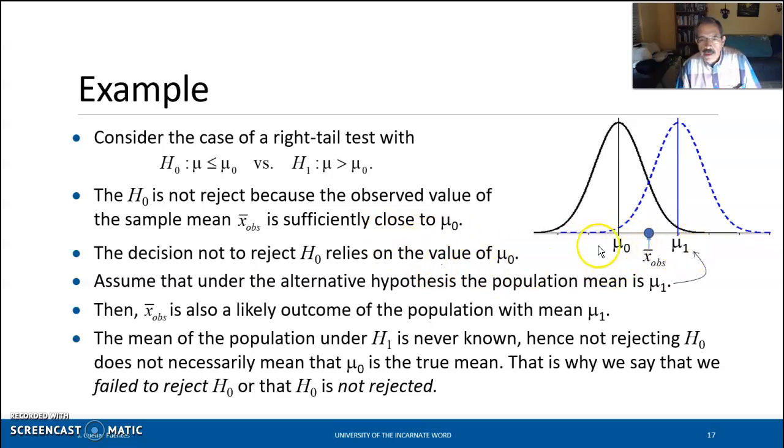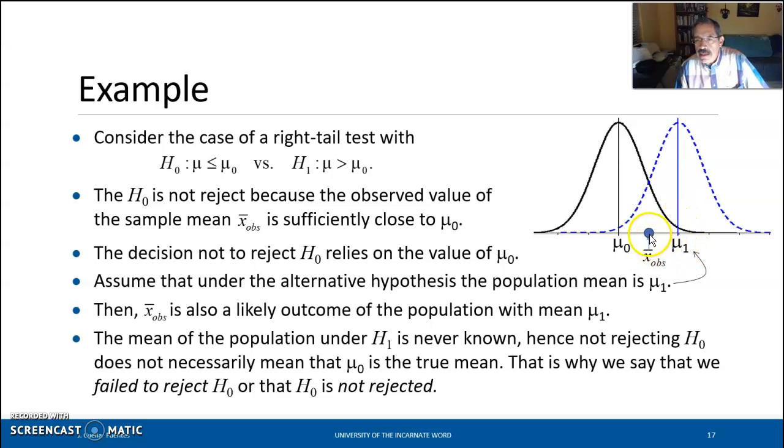And also, you need to notice that the decision to reject the null hypothesis relies on the value of mu sub 0. Because if you notice, we don't say anything about what the actual mean is under the alternative hypothesis. We refer to the known value of mu sub 0. Now, let's assume that we know the value of the mean under the alternative hypothesis, and let's say that that's mu sub 1, as shown in this diagram.